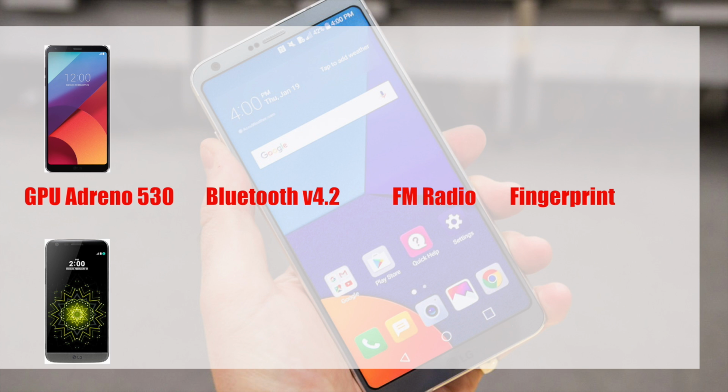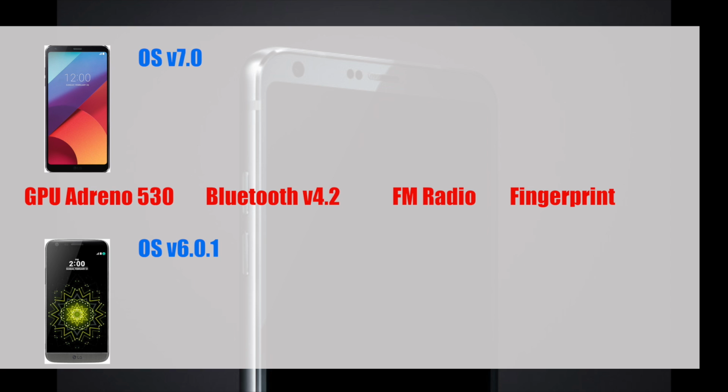First, let's take a look at the system, the OS. The LG G6 is running version 7.0, while the LG G5 is running version 6.0.1. However, the LG G5 can also be upgraded to version 7.0. So to me, I don't think there is any difference, because you can upgrade the software later. If you don't like version 6, you can also upgrade to version 7. It's very simple and easy.